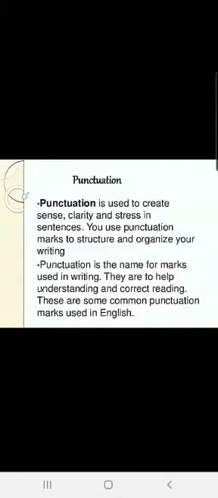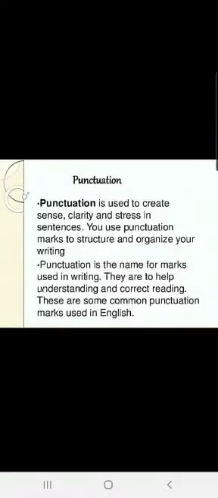Punctuation is used to create sense, clarity and stress in sentences. You use punctuation marks to structure and organize your writing. Punctuation is the name for marks used in writing. They are to help understanding and correct reading. These are some common punctuation marks used in English.